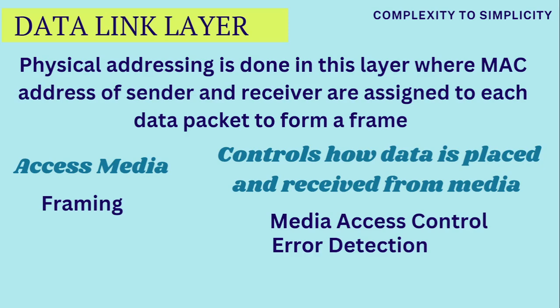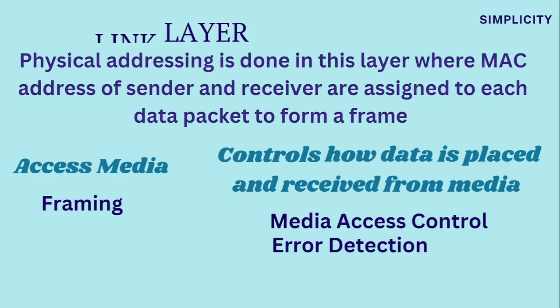But it refers to the physical link between two or more computers or networks. So here in the data link layer, two functions are performed. First, access media. Access media means it allows the upper layers of the OSI model to access the media with the help of a technology, that is framing. And second, it controls how data is placed and received from the media with the help of technologies, media access control and error detection. To understand this, let's take an example.